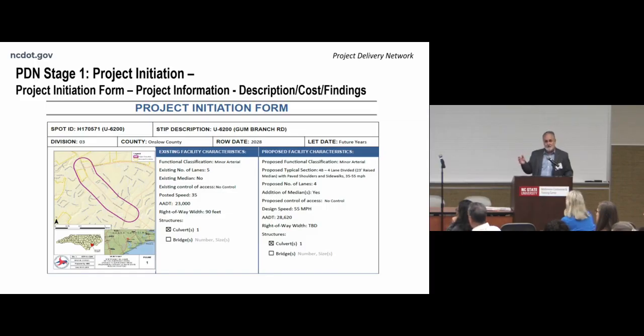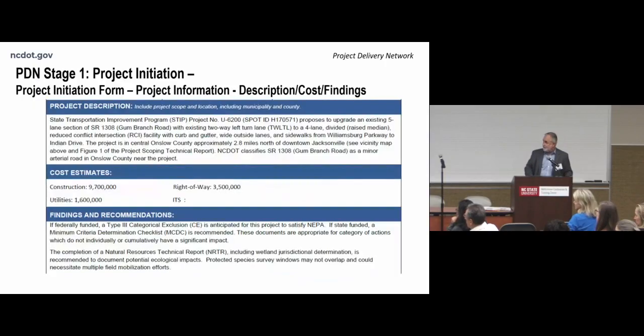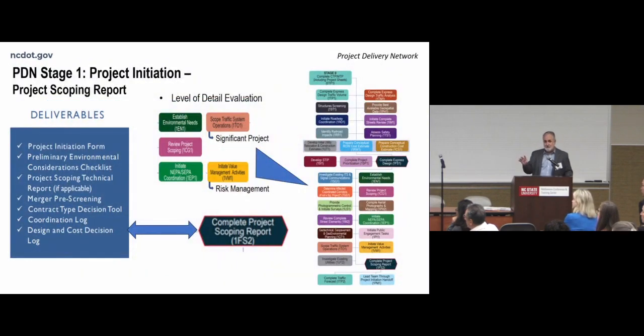So this is an example of the project initiation form, and you'll see it just shows, at a high level, a vicinity map, some due dates, and some key information about the project. And then it breaks down the project description, your cost, the recommendations and findings, and then that's pretty much it for the express design. Now we're going to move down to the latter half of stage one.